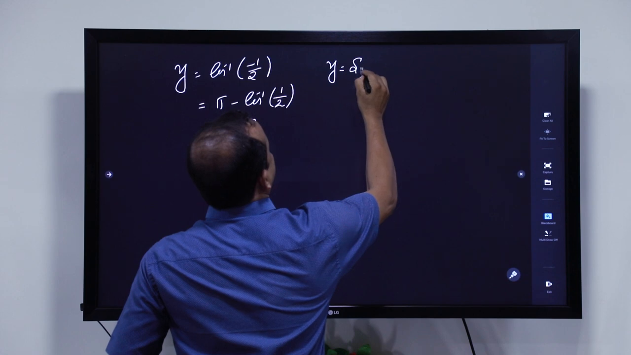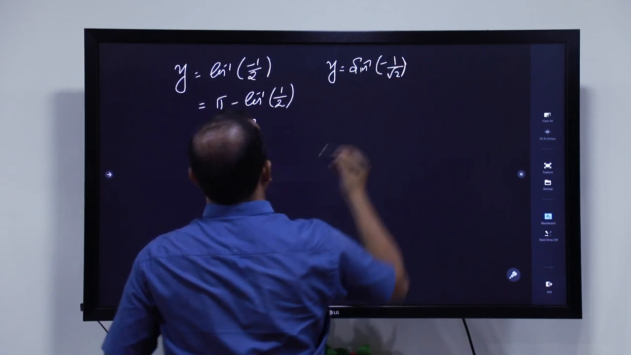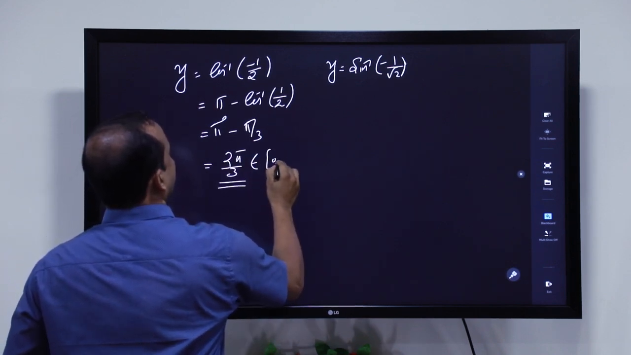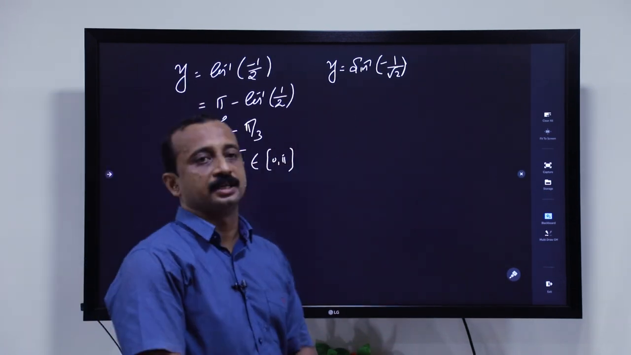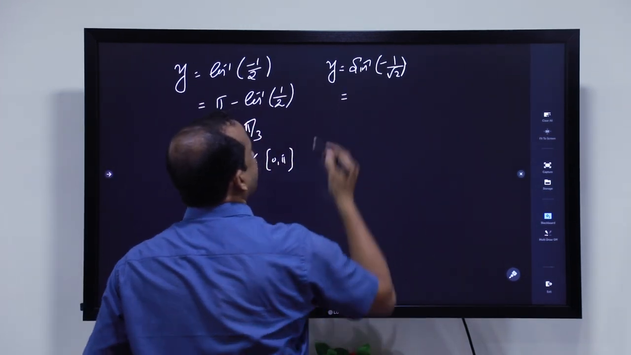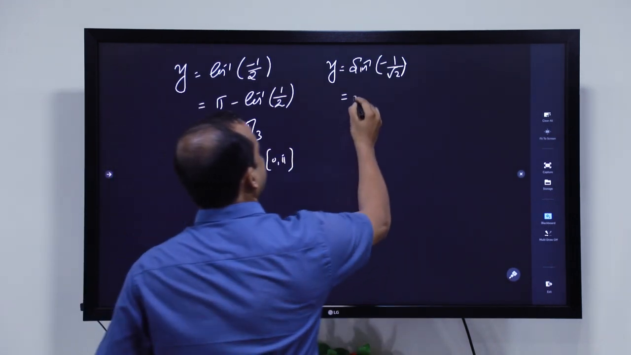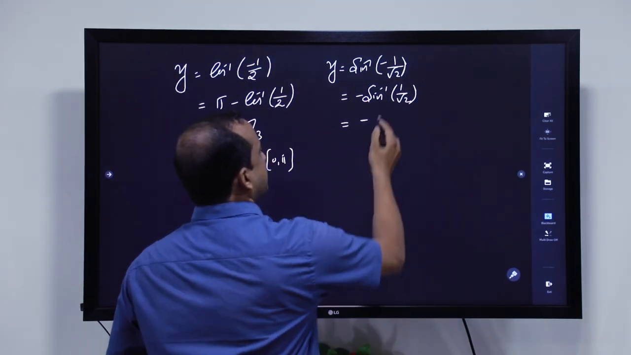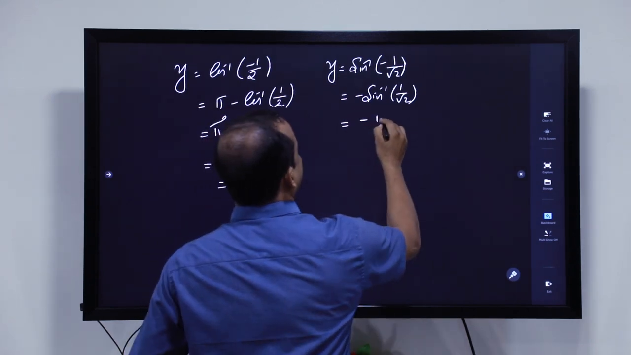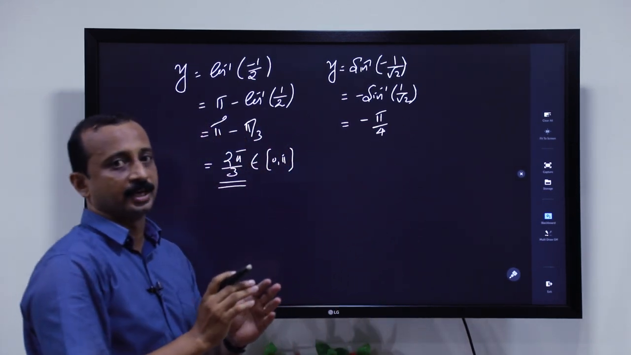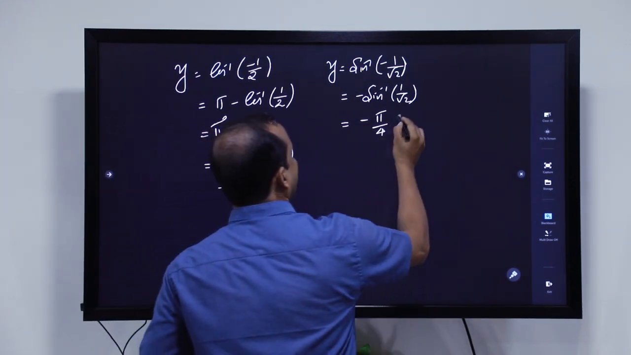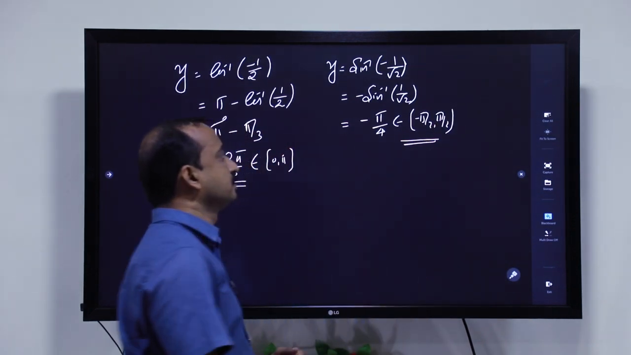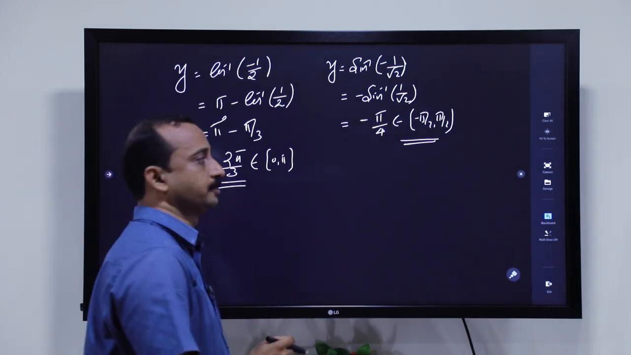Now y is equal to sin inverse minus 1/√2. You know sin inverse minus x is minus sin inverse x, so this is minus sin inverse 1/√2. Sin 1/√2 corresponds to which angle? 45 degrees, that is pi by 4 in radians. Clearly, this value lies in the principal range, the closed interval minus pi by 2 to plus pi by 2. That's all. Minus pi by 4 is the principal value of sin inverse minus 1/√2.